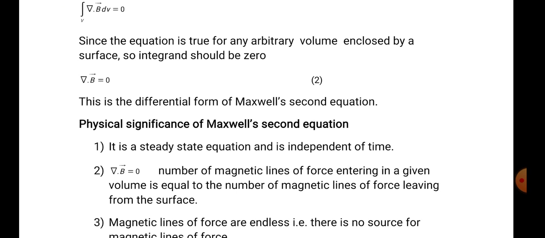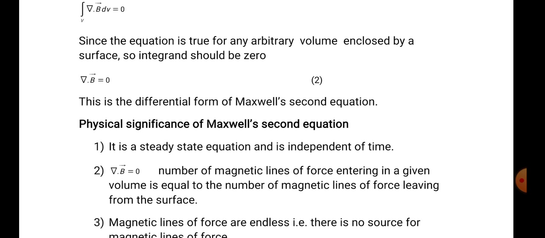Now we discuss the physical significance of Maxwell's second equation. It is a steady state equation and again independent of time, the same as Maxwell's first equation. Divergence of B bar is equal to 0. It means that the number of magnetic lines of force entering a given volume is equal to the total magnetic lines of force leaving from the surface.